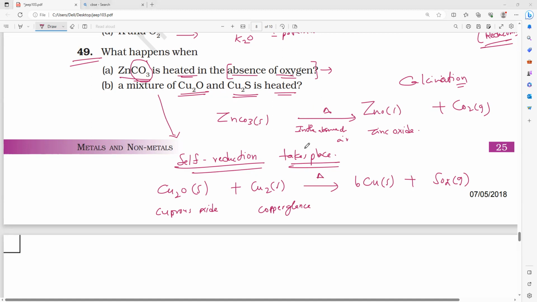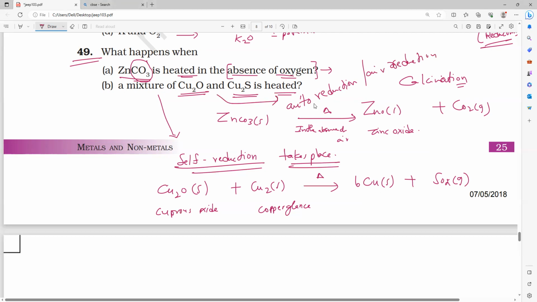Omar, this is not a decomposition reaction, okay? Decomposition means single reactant, more than one product. Understand, Omar? Yes, sir. So self-reduction is also called auto-reduction process or air reduction process. Write it. Auto-reduction, air reduction, all are the same.